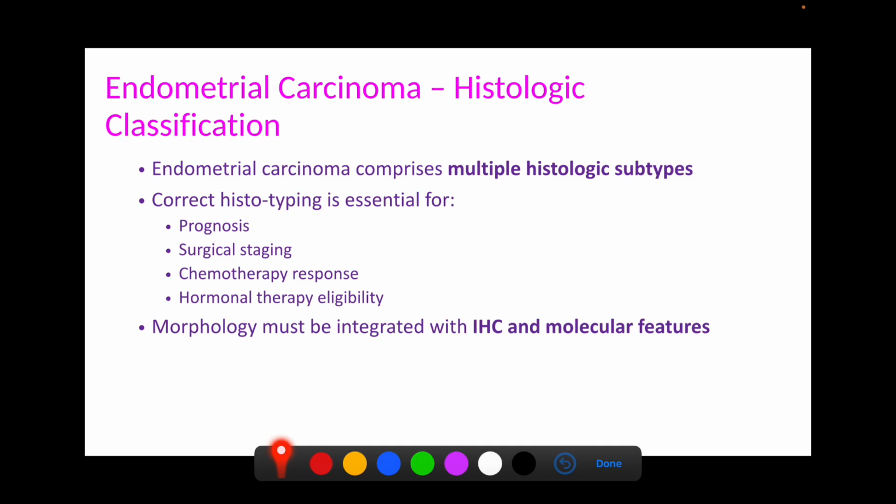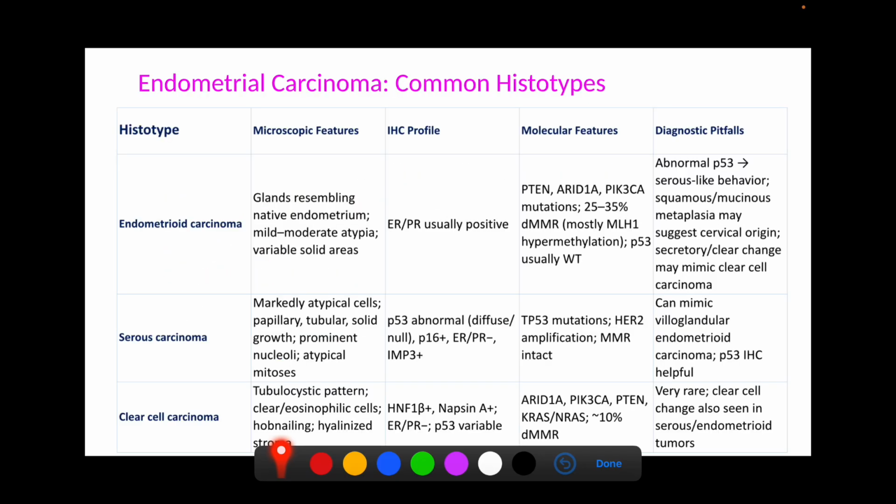Why are multiple histologic subtypes essential? It is for the prognosis, surgical staging, chemotherapy response and hormonal therapy eligibility. And morphology must be integrated with IHC and molecular features for the subtype. So common histotypes are, the one which we are discussing today, endometrioid carcinoma, second is serous carcinoma and clear cell carcinoma. So let's see in detail this endometrioid carcinoma.